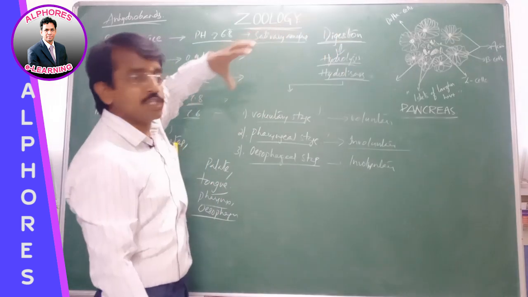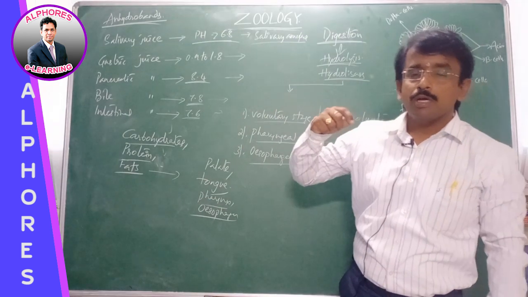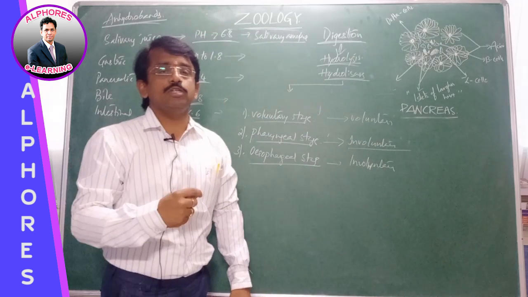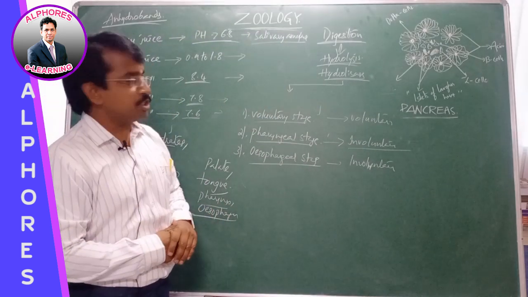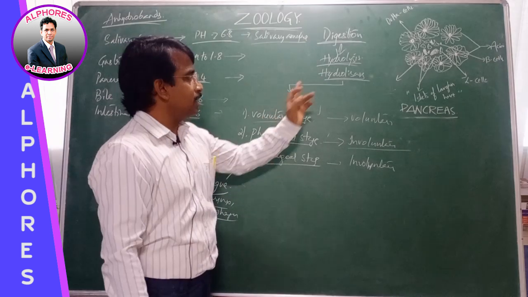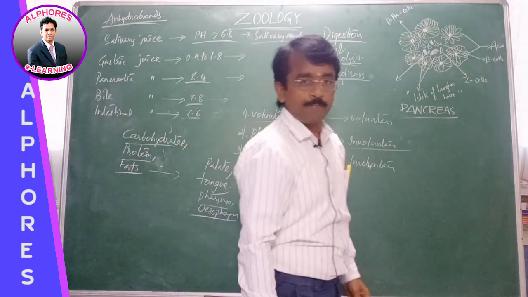Swallowing or deglutition is forcing the food from the oral cavity into the pharynx and then into the esophagus. It involves the voluntary stage, the pharyngeal stage and the esophageal stage. The voluntary stage is a voluntary process, whereas the pharyngeal and esophageal stages are involuntary.